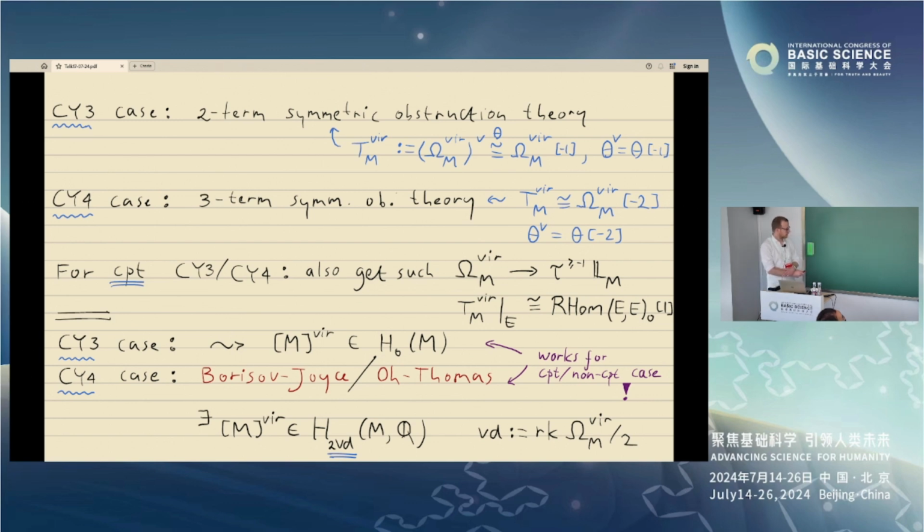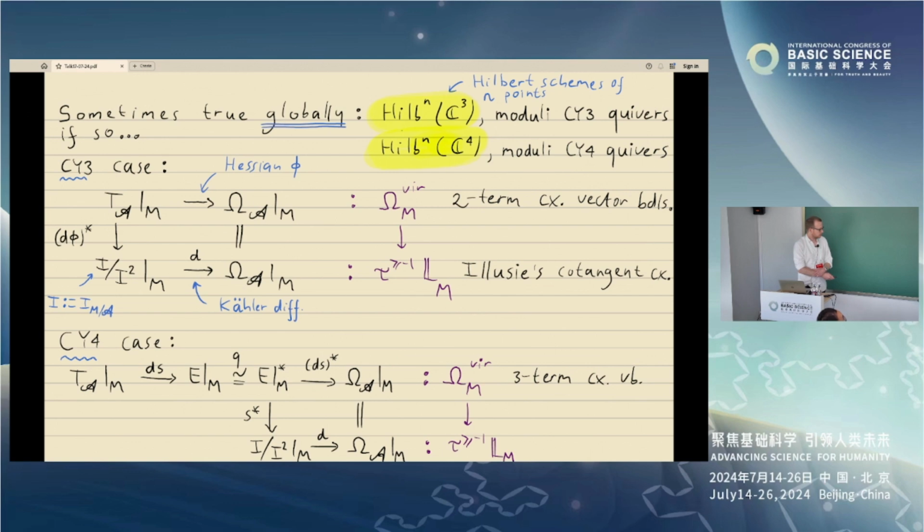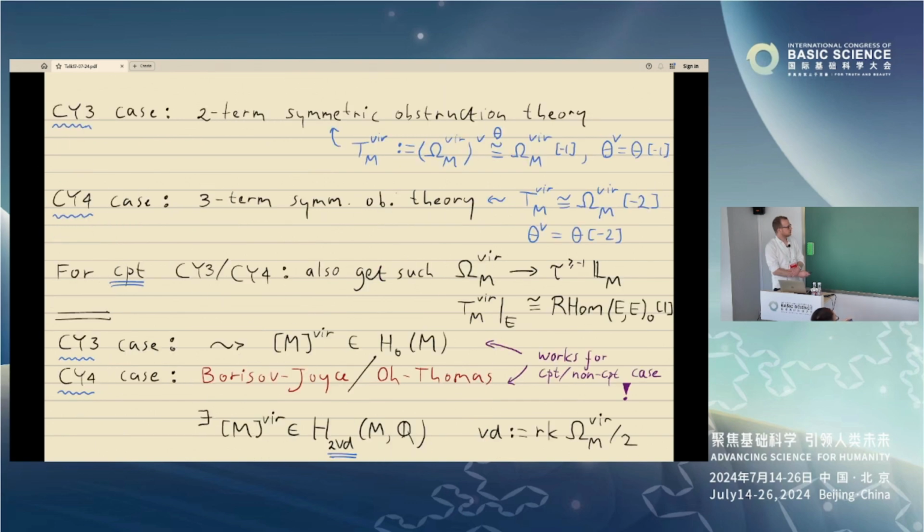And likewise, in the Calabi-Yau 4-fold case, this 3-term complex here is self-dual up to a shift by 2. So in this case, you get a 3-term symmetric obstruction theory. So this is all in the case where you have the superpotential or the isotropic section globally.